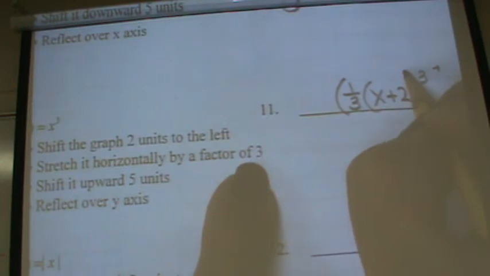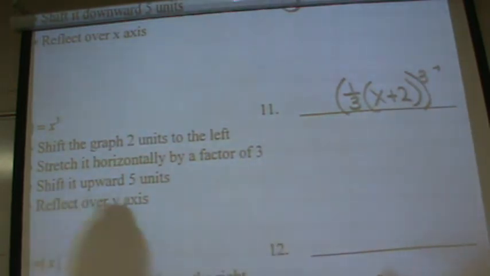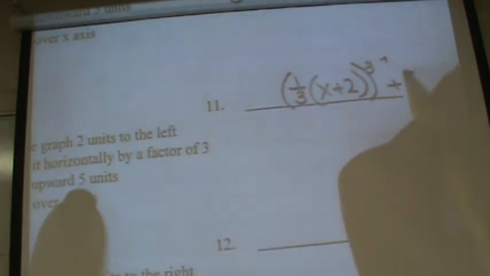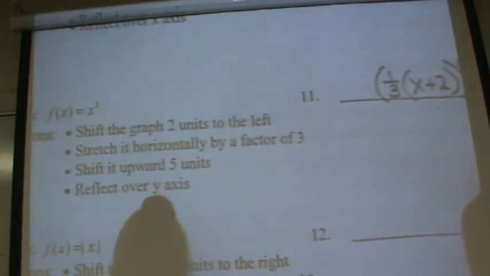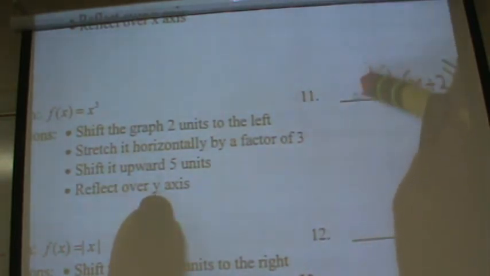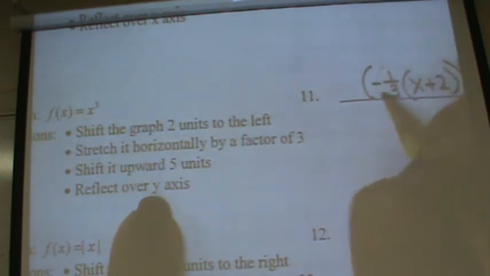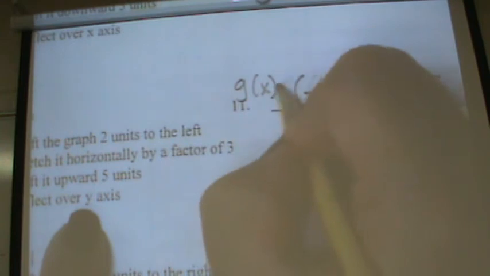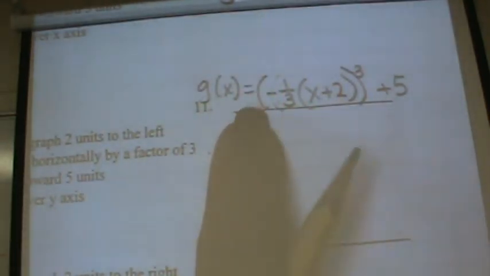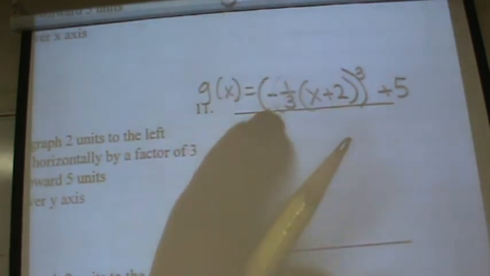Now watch this. See what I did? Shift it up 5 and reflect it over the y-axis. So where are you going to have a negative now? In front, right in front of the 1/3, not in front of the parenthesis. So there's your answer. We didn't do any vertical stretching or compressing or flipping it over the x-axis, so there's nothing in front of the parenthesis.